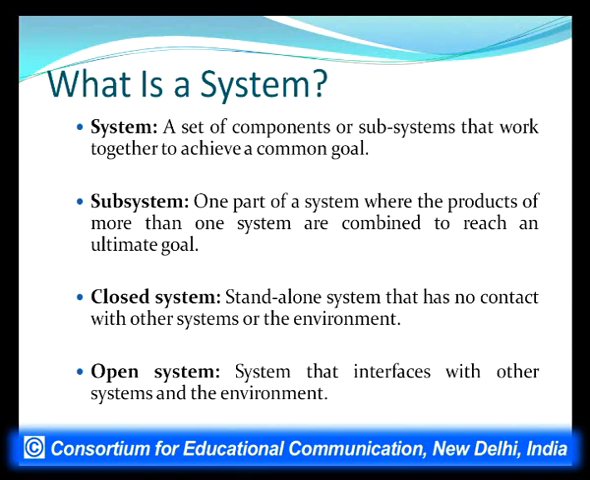A system can be closed or open. Closed systems are standalone systems that have no contact with other systems or the environment. A system that interfaces with other systems in the environment is called an open system. A business organization is an open system because it continuously interacts with the environment. It affects the environment and is affected by the environment.